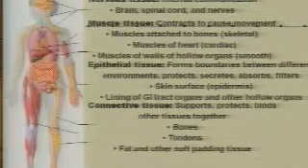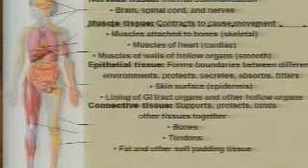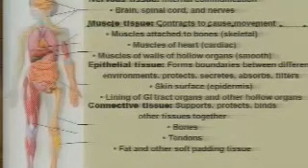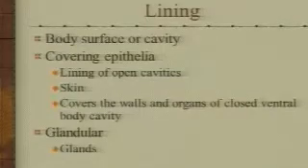Connective tissue is going to support and protect: bones, tendons, fat, and believe it or not, blood is actually linked in there, and I'll tell you why in a little bit. Epithelial tissue, epithelium or lining, is going to line body surfaces or cavities. Now, you can see at the bottom there, epithelium actually creates the bulk of glands.